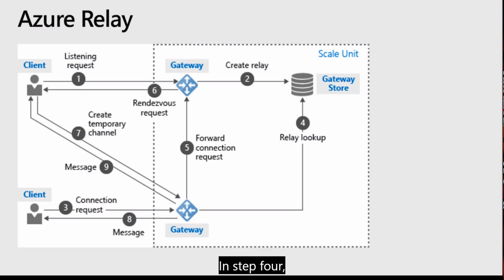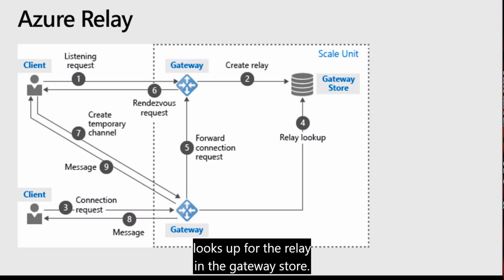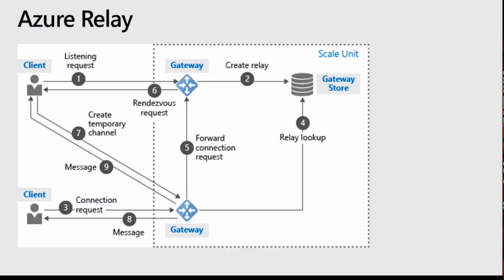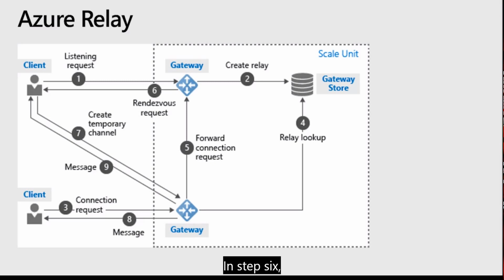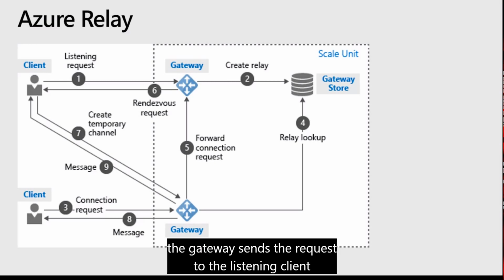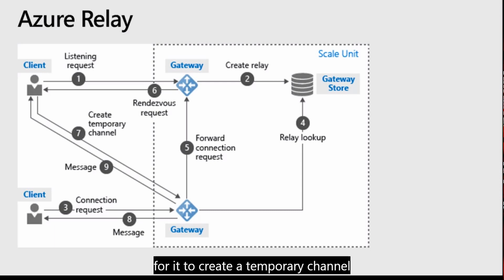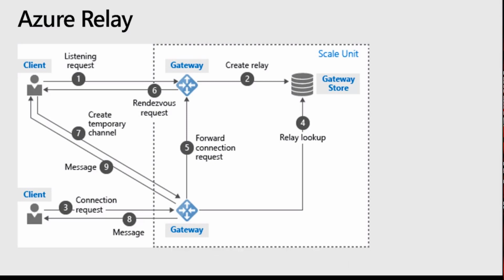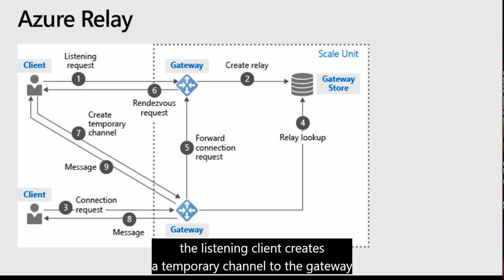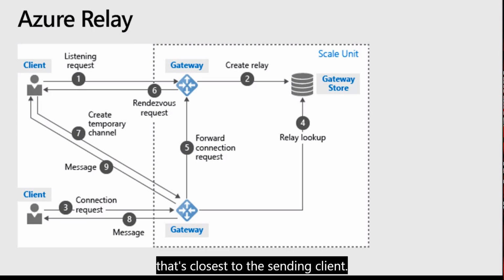In step four, the gateway that receives the request looks up for the relay in the gateway store. In step five, the gateway forwards the connection request to the right gateway mentioned in the gateway store. In step six, the gateway sends the request to the listening client for it to create a temporary channel to the gateway node that's closest to the sending client. In step seven, the listening client creates a temporary channel to the gateway that's closest to the sending client.